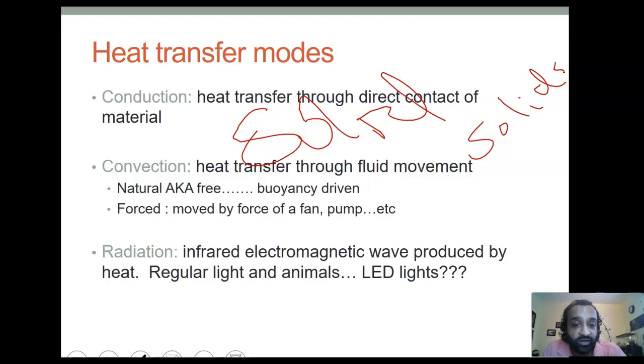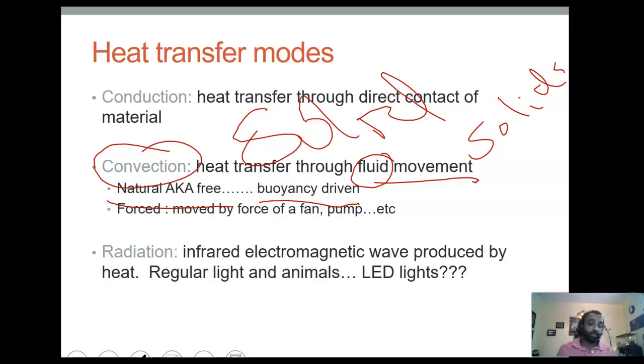Convection is heat transfer through a fluid movement. By fluid, I mean either gas or liquid. So that's convection. It requires not solid, it requires fluid, which could be either gas or liquid, air or water. That's an example. There's a subdivision of convection. There's something called natural convection, which is also called free convection, and it's buoyancy driven, meaning that hot air will rise, cool off, and fall.